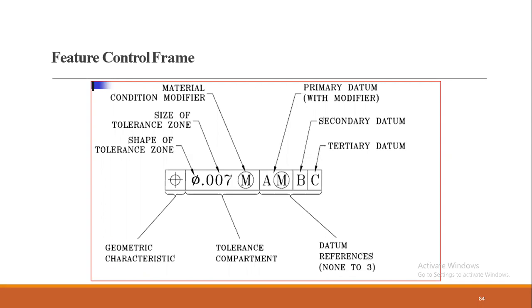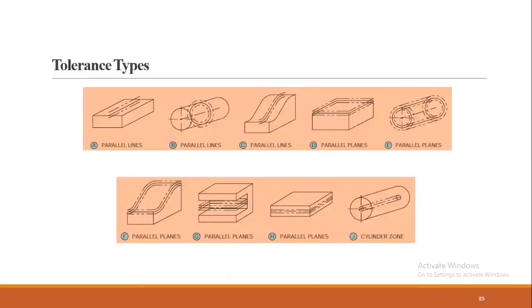In the third, you will get a datum plus maximum material condition or least material condition, depending on the material condition modifier. In the fourth, you will get a secondary datum, and in the last, you will get a tertiary datum. We require three datums for a particular location definition. So these are the tolerance types.